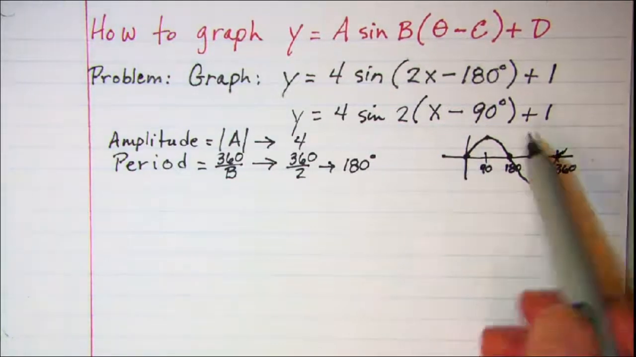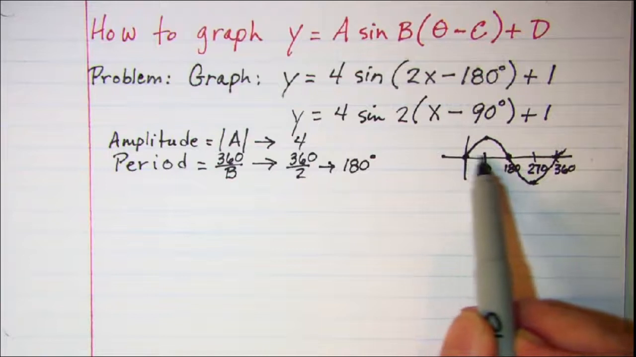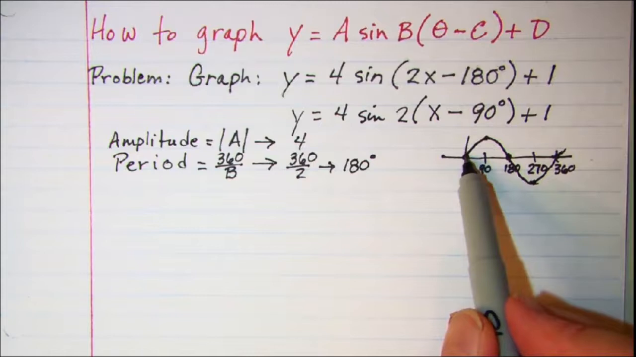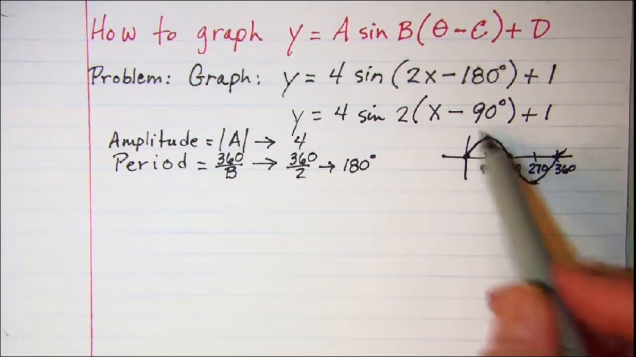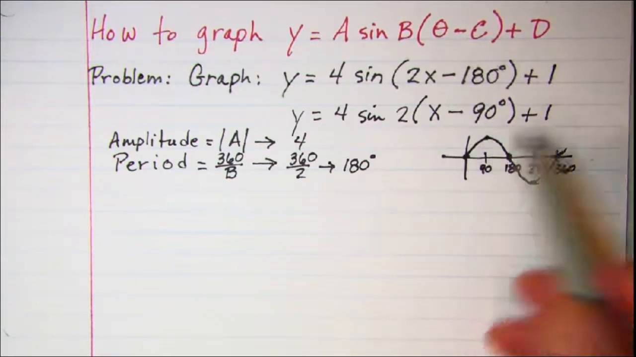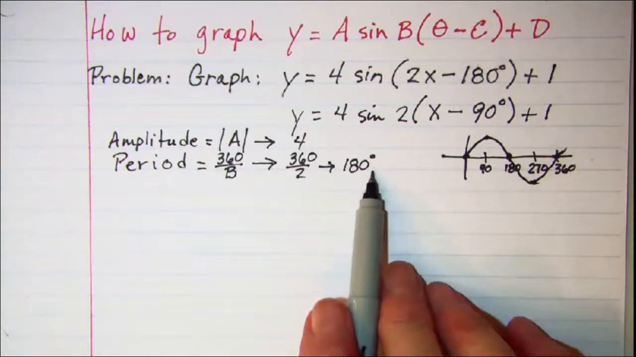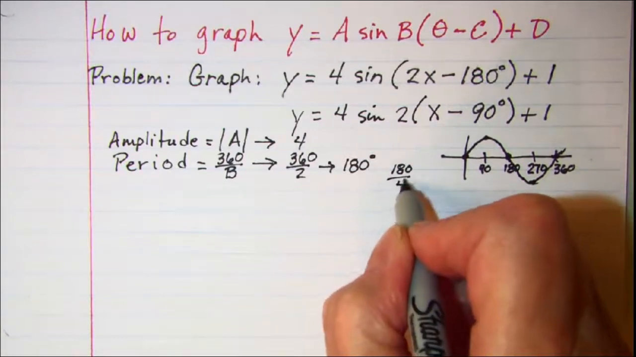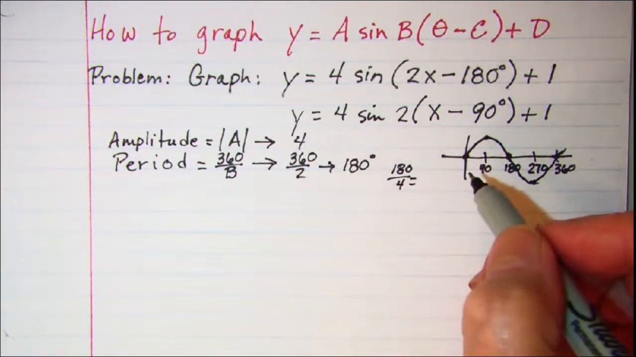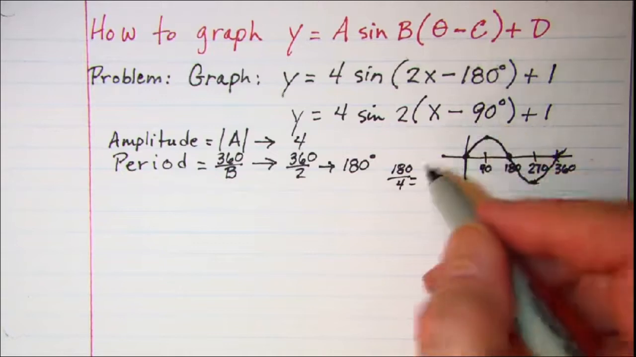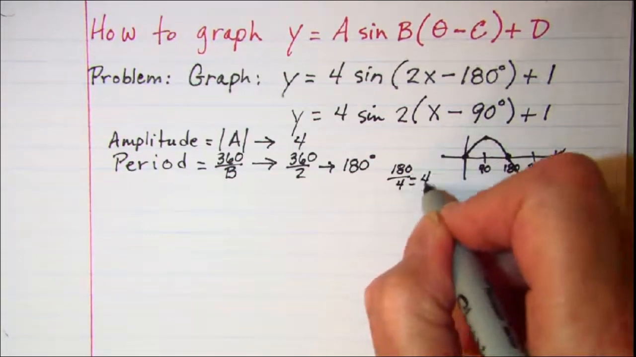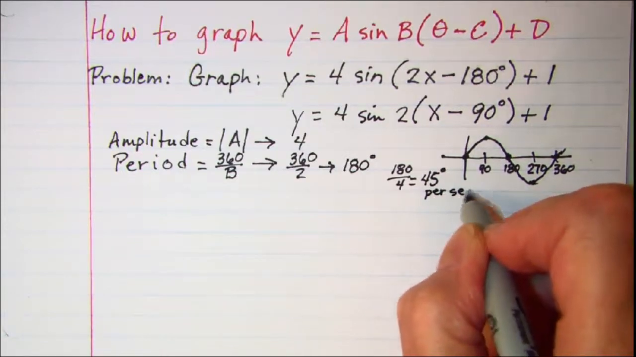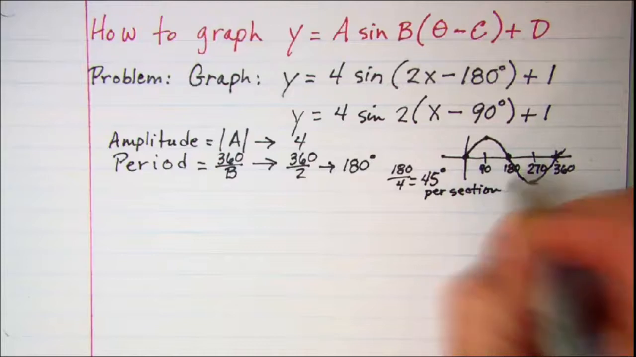But what I call a section is like this part right here. So from the number of degrees where it starts the period to the maximum, that would be one section. So we need to take our 180 and divide it by 4 to see how many degrees in each section. So we would have 45 degrees per section. And that'll help us in our labeling then.